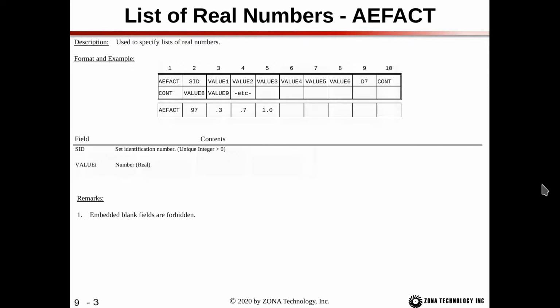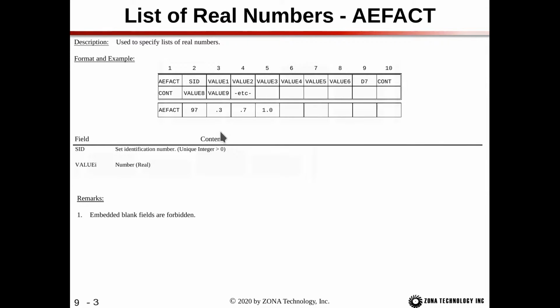Okay, so the AEFACT allows you to list a set of real numbers. So we have an ID number and then an open-ended input with as many real numbers as you would like. Most often you'll use this referred to by ZEUS or gap cards, where you'll list out something in terms of percentage, where your values will range from 0 to 100, for example. This AEFACT card, we just have these three real numbers, 0.3, 0.7, and 1.0.